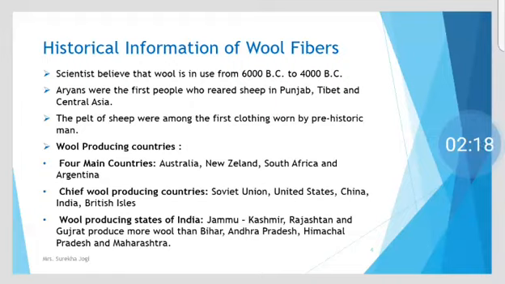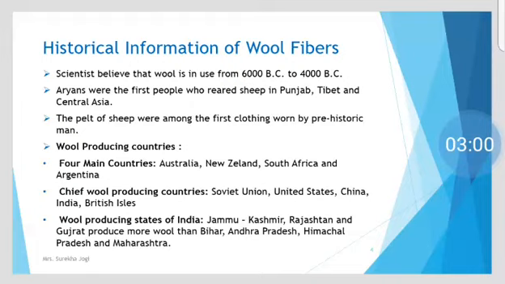Historical information of wool fibers. Scientists believe that wool is in use from 6000 BC to 4000 BC and the pelts of sheep were among the first clothing worn by prehistoric man. Pelt of sheep means it is the skin of sheep with its hair. Hair means wool. In India, wild sheep were found on the plains of Ganga, Yamuna even before 1 million years ago and fossils of sheep were also found in the ruins of Mohenjo-daro.